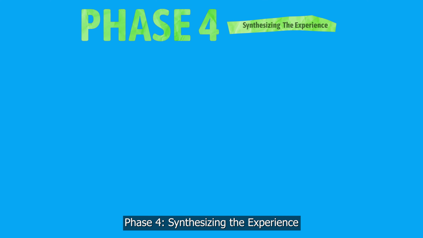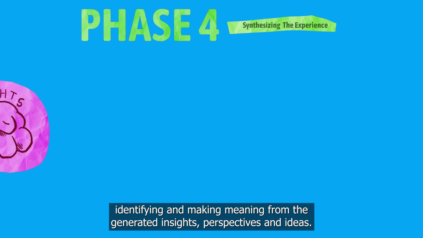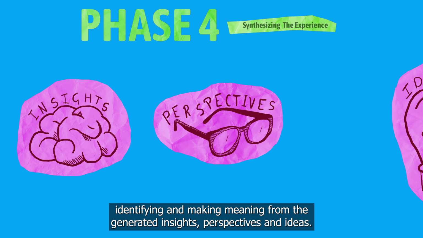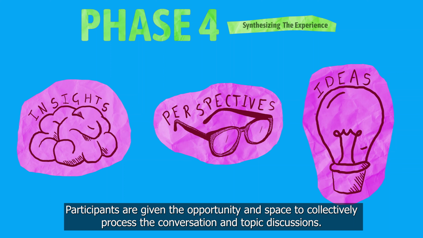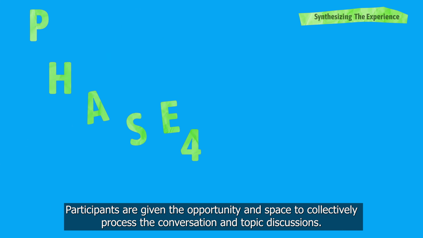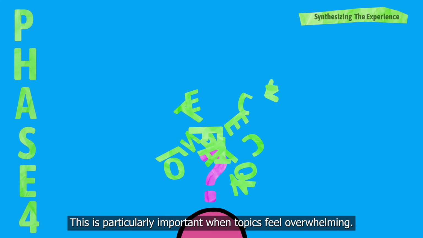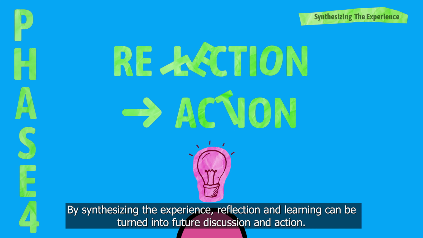Phase 4. Synthesizing the experience. The fourth phase aims to help the group reflect on the dialogue and what they have learned, identifying and making meaning from the generated insights, perspectives, and ideas. Participants are given the opportunity and space to collectively process the conversation and topic discussions. This is particularly important when topics feel overwhelming. By synthesizing the experience, reflection and learning can be turned into future discussion and action.